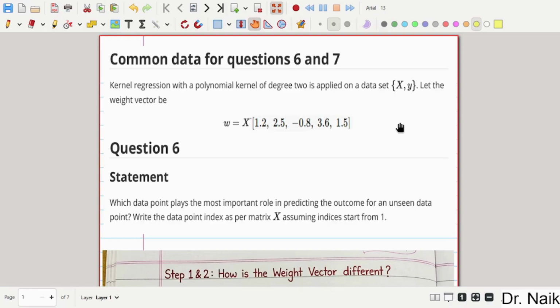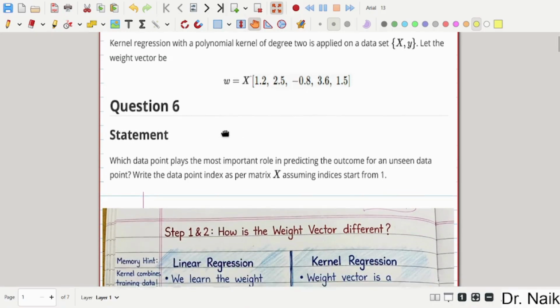Today we will solve some problems related to kernel regression. The common data for questions 6 and 7 is: kernel regression with a polynomial kernel of degree 2 is applied on a data set x, y. Let the weight vector be w, which is x multiplied by alpha, and alpha is the coefficient vector.